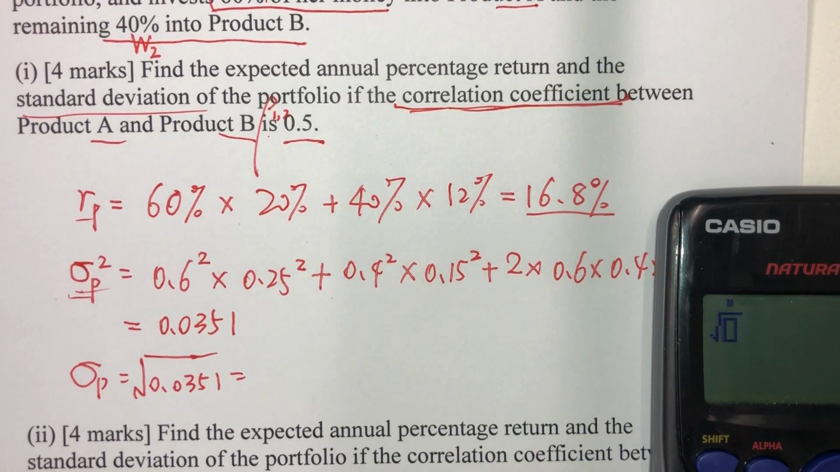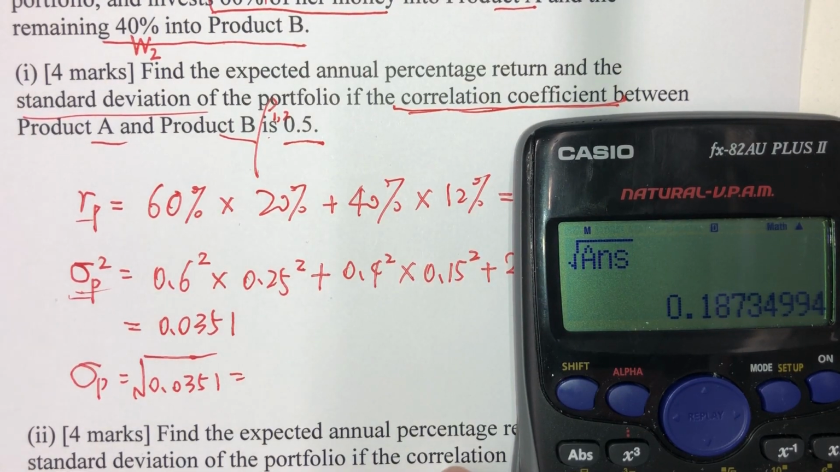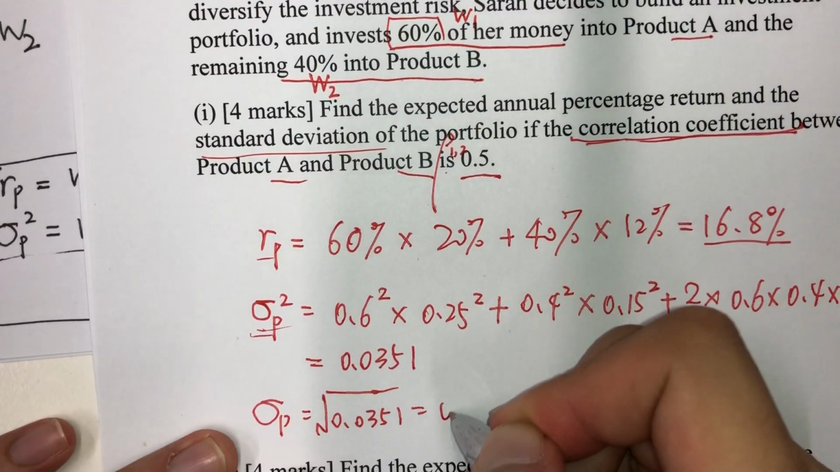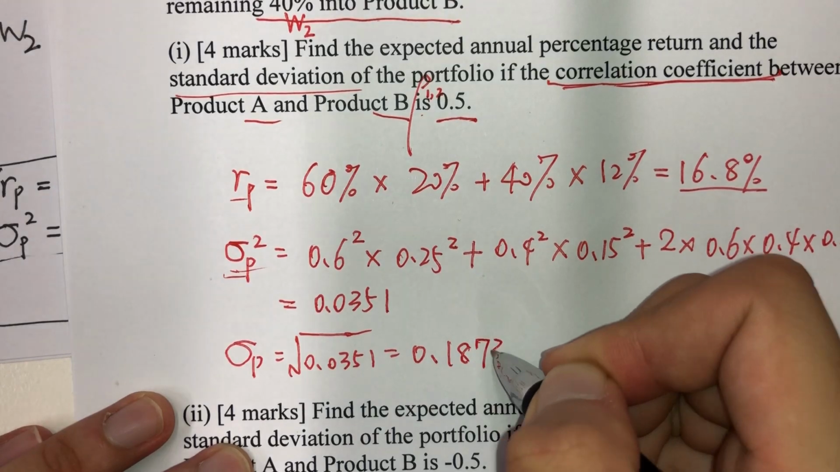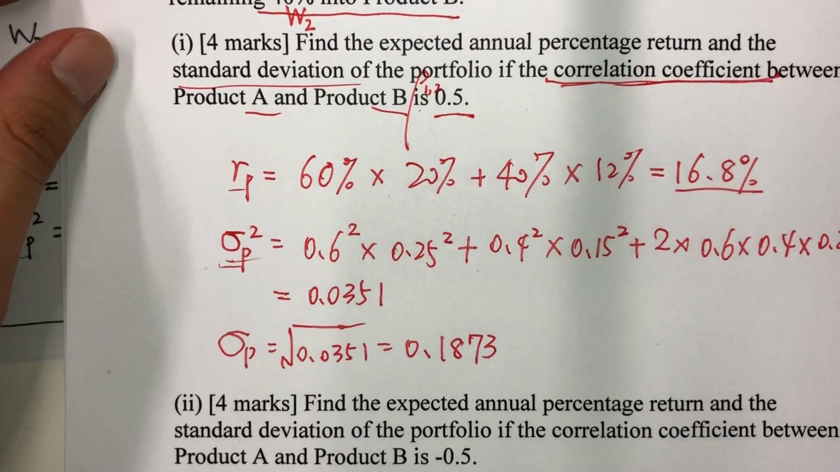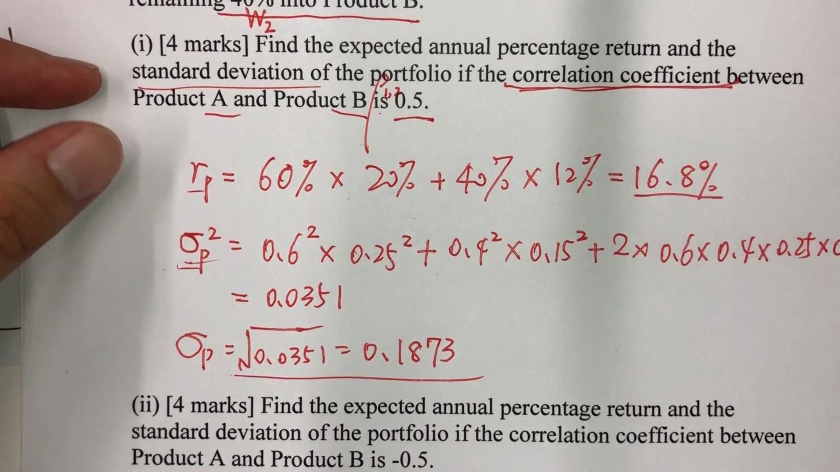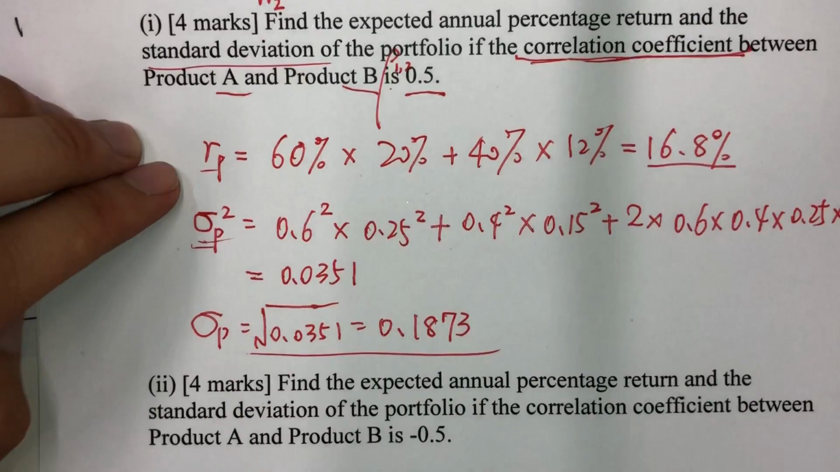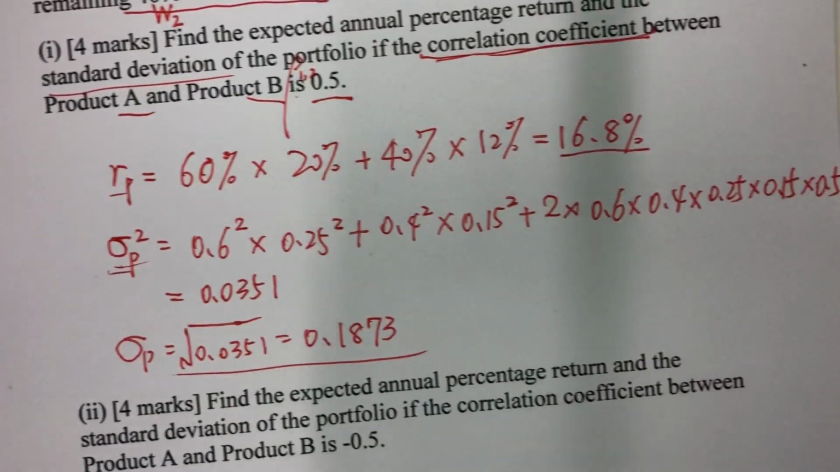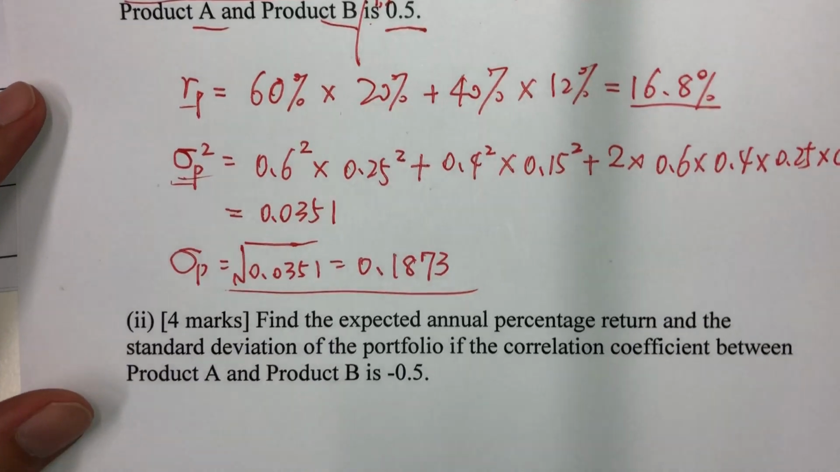the square root of the answer, which is 0.1873. Cool. So this is how we calculate the portfolio return and portfolio standard deviation. Well, now let's look at the second requirement for this question.